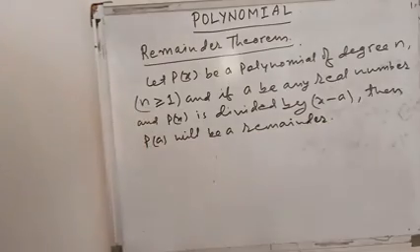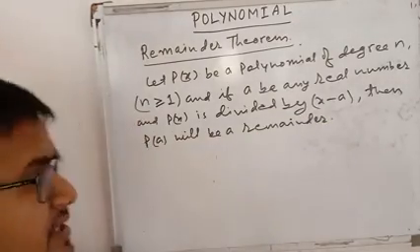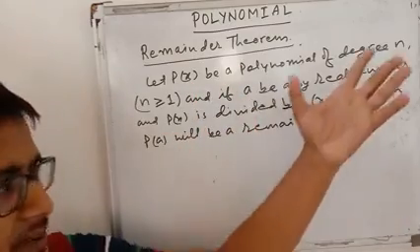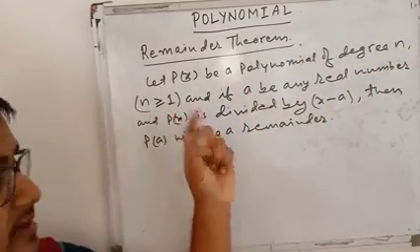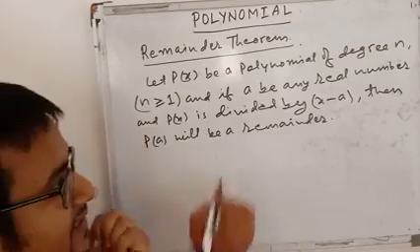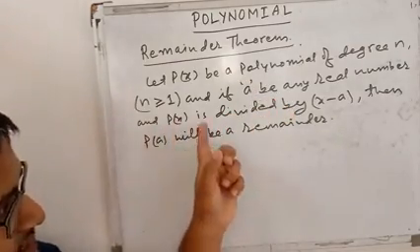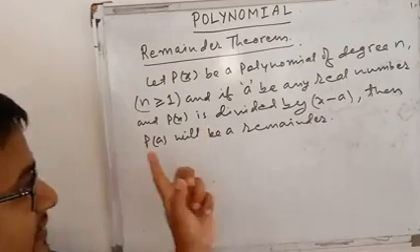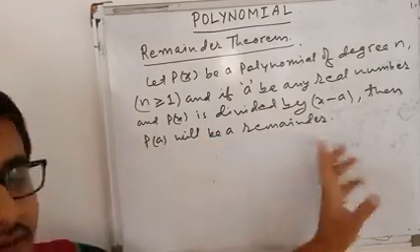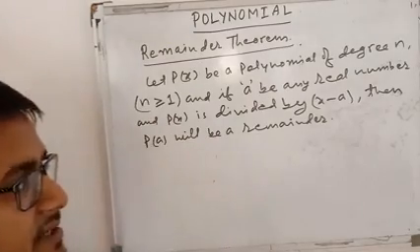So this is the statement of the remainder theorem. Let p of x be any polynomial of degree n, where n is greater than or equal to 1, and if a be any real number, and if p of x is divided by x minus a, then p of a will be the remainder. So this is the remainder theorem.